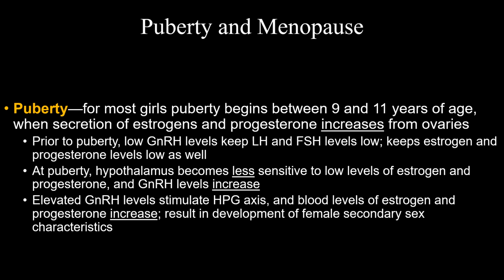Before puberty, there's a low level of gonadotropin-releasing hormone from the hypothalamus, keeping luteinizing hormone and FSH levels low. This, in turn, results in low levels of estrogens and progesterone. At puberty, the hypothalamus becomes much less sensitive to inhibition by estrogens and progesterone, and so gonadotropin-releasing hormone level rises. GnRH stimulates the HPG axis, and blood estrogens and progesterone levels rise, resulting in the appearance of female secondary sexual characteristics.